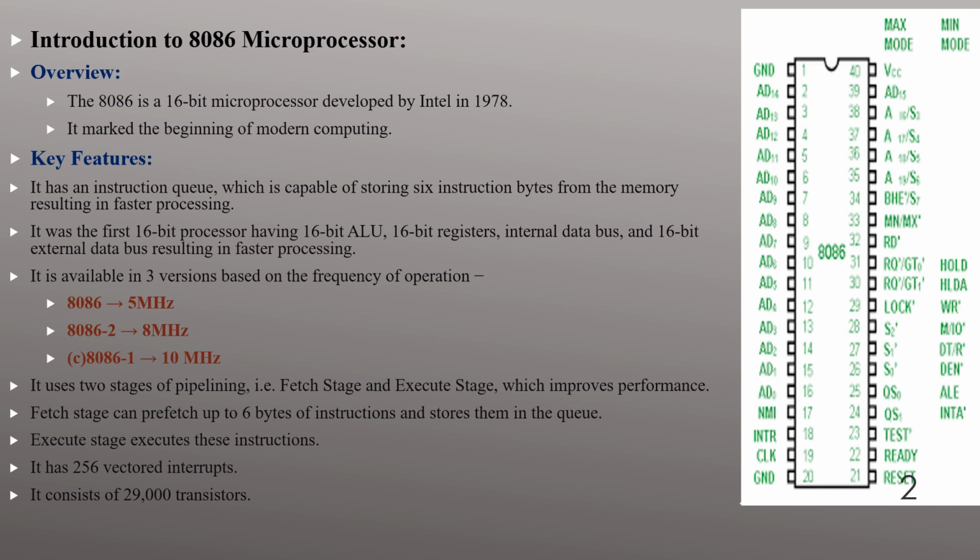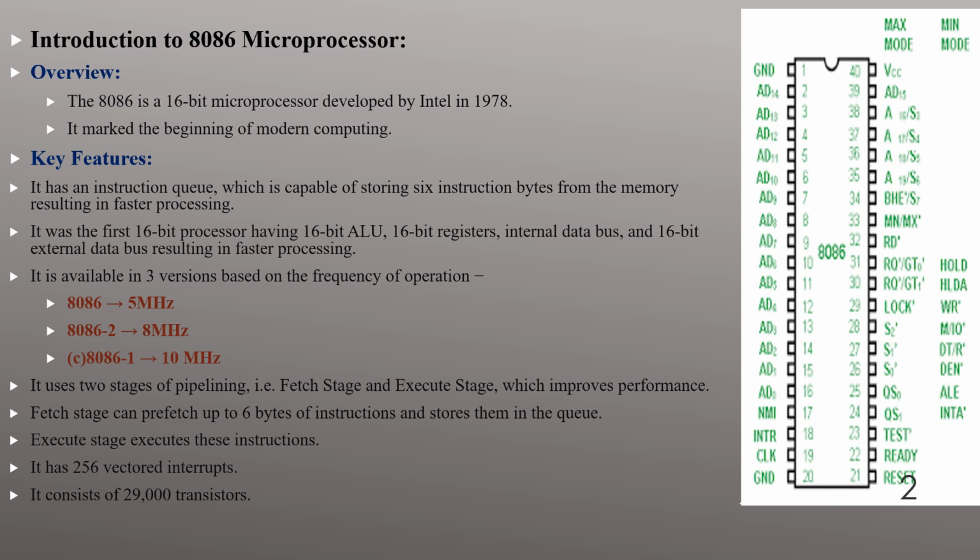Next one is the key features. What are the key features? In key features, there are 4 points. First one is the instruction queue. The 8086 includes an instruction queue that can store up to 6 instruction bytes from memory. This feature allows for faster processing as it enables the microprocessor to prefetch instructions before they are needed for execution.